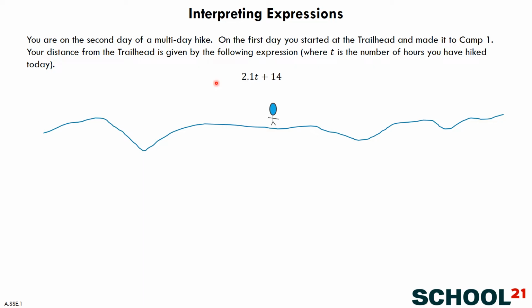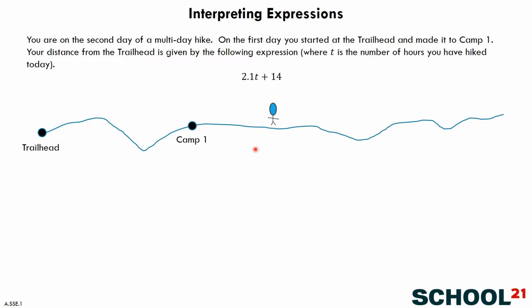Now, it gave us some information about when you started on the first day. Where did you start on the first day? At the trailhead. So let's go ahead and put that on our drawing here. And on that first day, you made it to some other point. What point did you make it to? To Camp One. Okay, so now we have a picture of what's going on here.